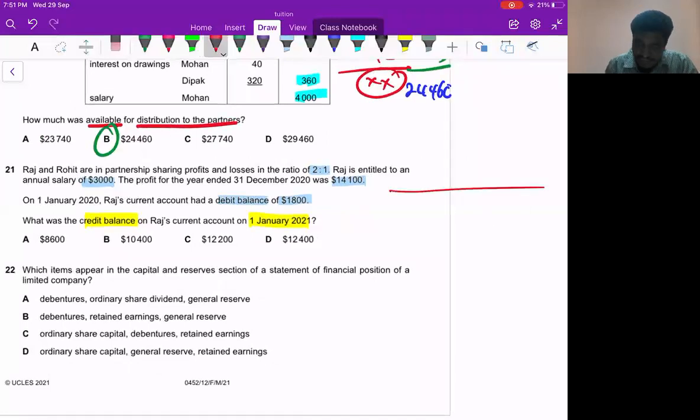So I do the current account. I just simply draft the current account here. My balance b/d will be 1,800 on the debit side. And then my salary normally will be on the credit side. The partner salary is 3,000. And how about the profit? We need to calculate the profit share. How to calculate profit share?